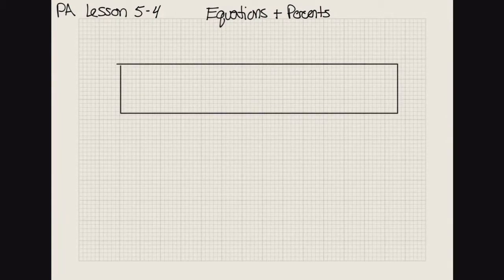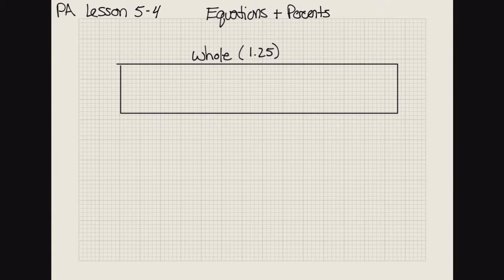Okay, so I drew a box and I said, this is the whole. Some of the words we're going to use, you're going to see in today's lesson. So we're going to call this the whole. And it's 1.25. So this whole box, or this whole rectangle, represents 1.25.